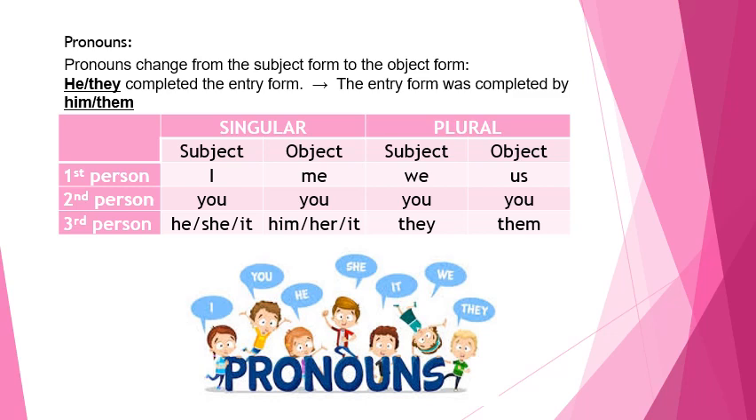Then you have singulars and plurals. Subject, I, becomes me. You will always stay you. It does not change. He, she, it changes to him and her. Please note, it stays the same. Then we will go to us. You, once again, stays you. They changes to them.